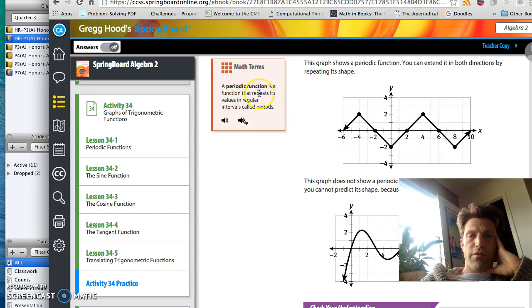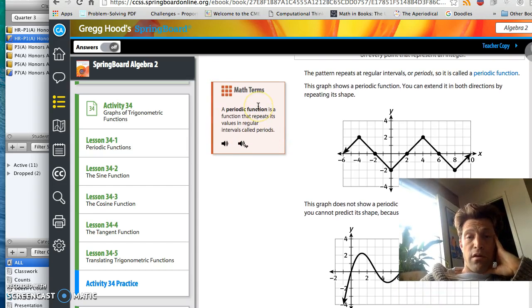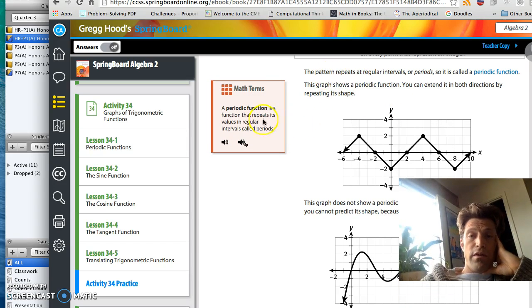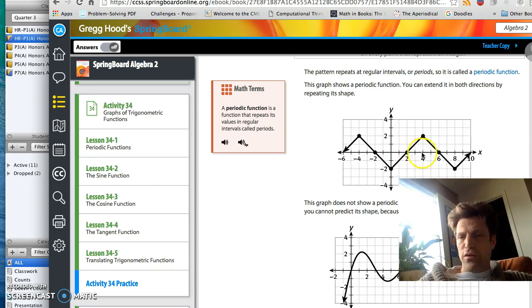There's a definition. A periodic function is a function that repeats its values in intervals called periods. So that gives you not only the definition of a periodic function, but also the definition of what a period is. It's the interval over which the repetition happens. Like at the interval of 2, it's not repeating because this is different from this down here, and this down here is different from this over here. But over the interval of 2, 4, 6, 8, it's repeating. Every 8 are the same, so you would say this has a period of 8.